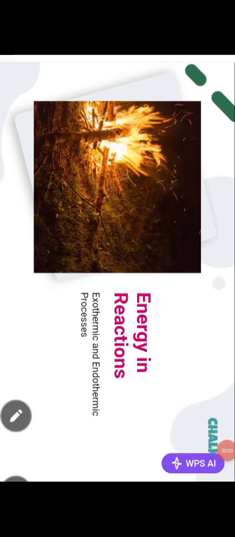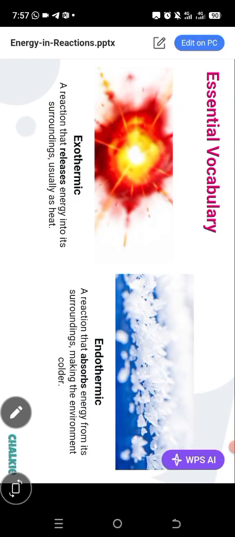Today's topic is exothermic and endothermic reactions or processes, and we can also say energy in reactions. Before we go further, we are going to discuss the essential vocabulary, which is the essential point in this whole class. The first one is exothermic reaction. An exothermic reaction is a reaction that releases energy into the surroundings. That means it has energy, and the energy is released into the surroundings, usually as heat.